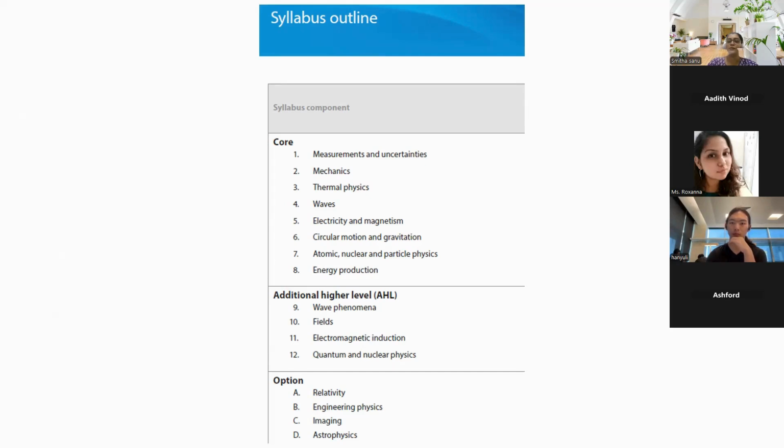Along with these 12 chapters, there was paper 3, which was optional physics. Students used to choose one of the 4 topics and study just that optional. But you guys are special, so the pattern has changed. We'll come to that.